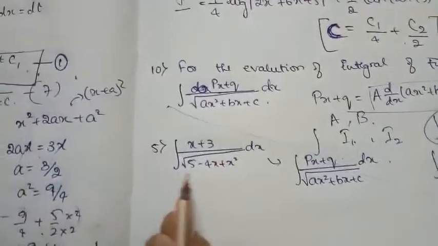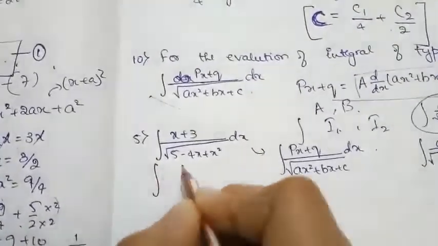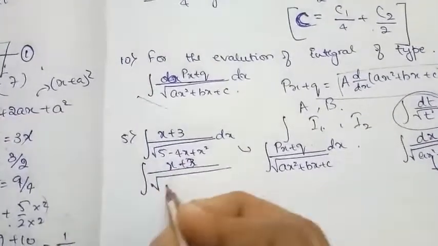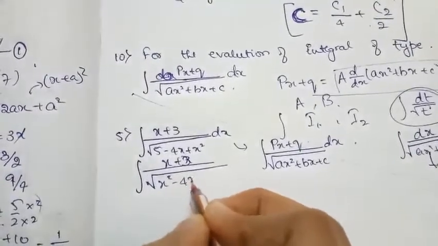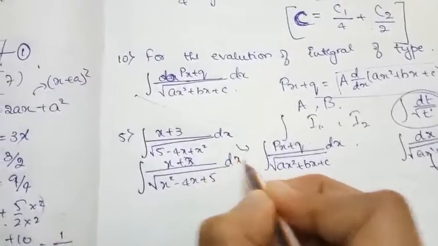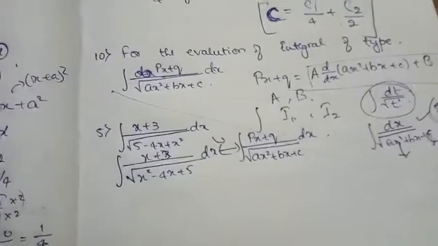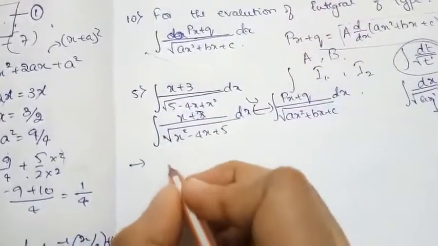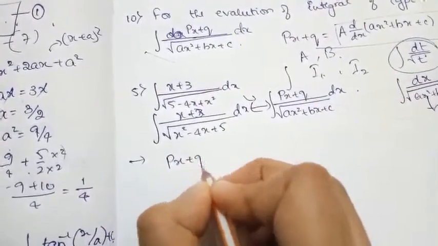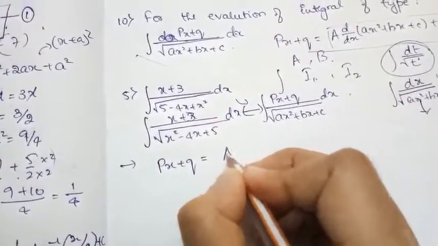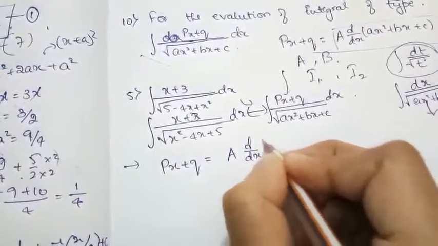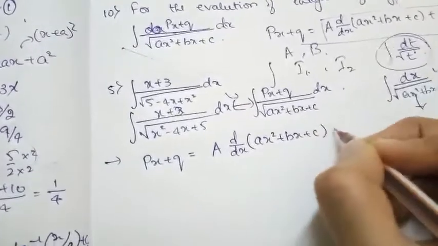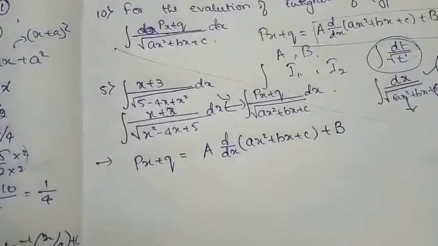Okay, so it is written in the reverse manner. Suppose for your convenience you can write it as integral of x plus 3 divided by square root of x square minus 4x plus 5 into dx, so that now you can compare both these things. First thing we are going to do, similar to our previous method, is equate px plus q to a times the differentiation of the denominator, that is ax square plus bx plus c, plus b, where a and b are constants.